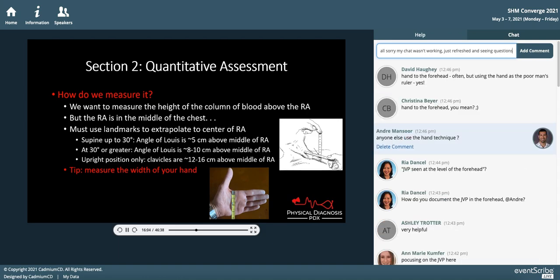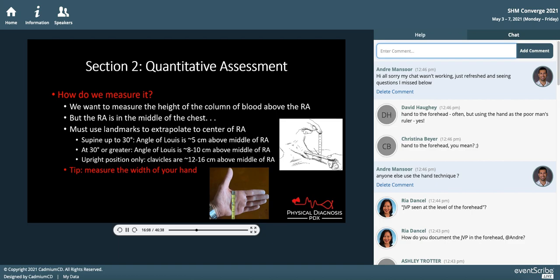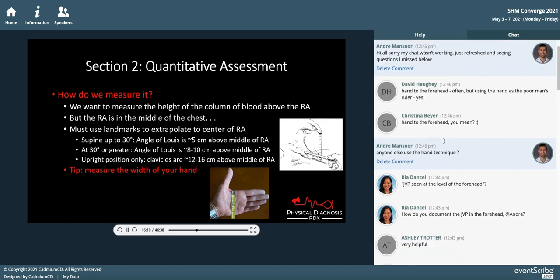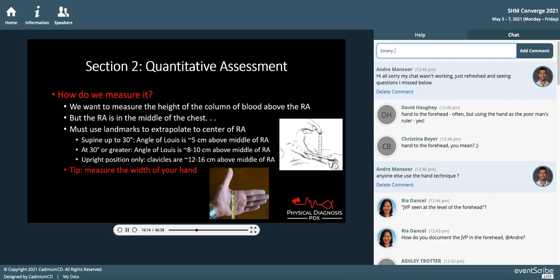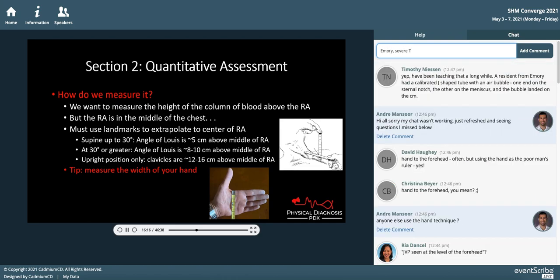So imagine the patient's in the supine position, so the angle of Louis is 5 centimeters above the right atrium. If I see the top of the column near the top of my hand, well, my hand is 8 centimeters, so it would be 8 plus 5 is 13 centimeters of water. Maybe the top of the column reaches roughly half the width of my hand, so then it would be 4 plus 5 is 9 centimeters of water.